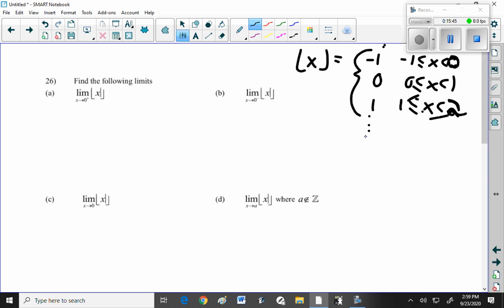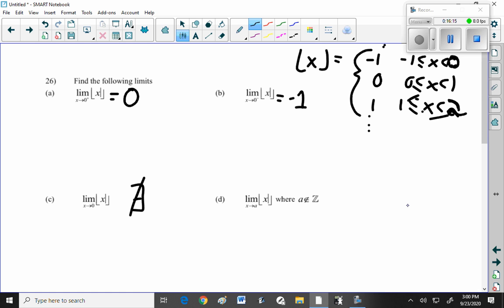So as I approach 0 from the right, I'm looking here at the middle term, because x is greater than or equal to 0. So that's just 0. If I approach 0 from the left, I'm looking at the top function. So that would be -1. So in general, this limit does not exist. If x approaches a non-integer, so let's say x was 0.5. So, sorry, a is 0.5.